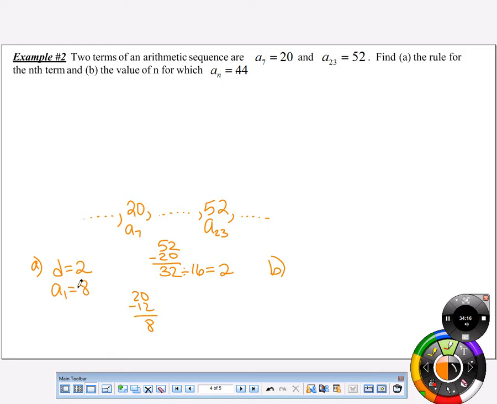And then I'll use those things in that formula that makes it a little quicker than going through everything lots of times to write my rule. So the first term is 8. I'm adding a common difference of 2. I'm adding it n minus 1 times for my formula. My formula is about a sub n. Again, we'll distribute.